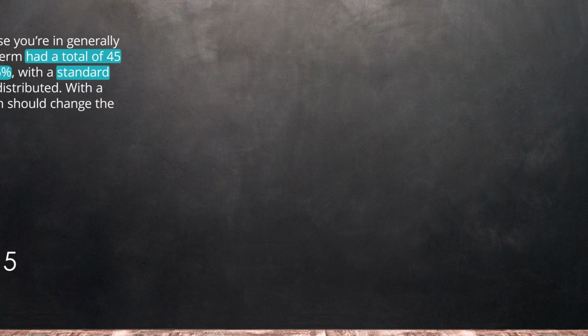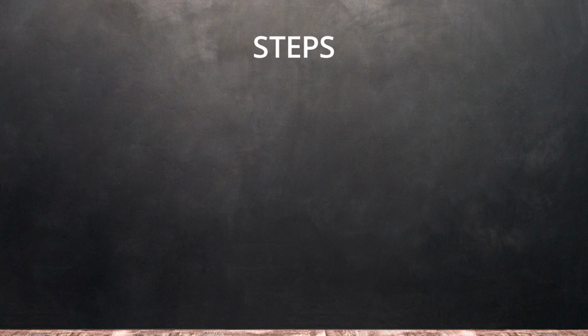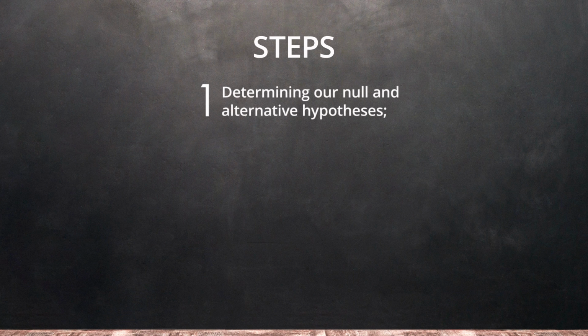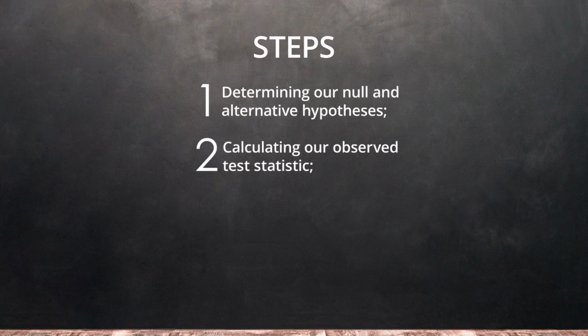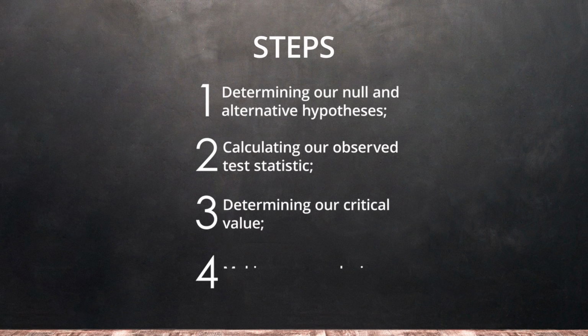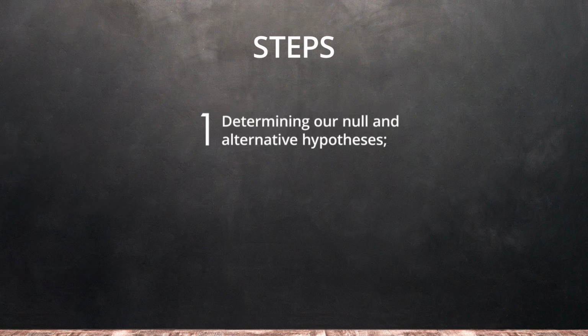We're now ready to start our hypothesis test. There are 4 steps to our process. 1. Determining our null and alternative hypotheses. 2. Calculating our observed test statistic. 3. Determining our critical value. And 4. Making our conclusion. Let's start with step 1.